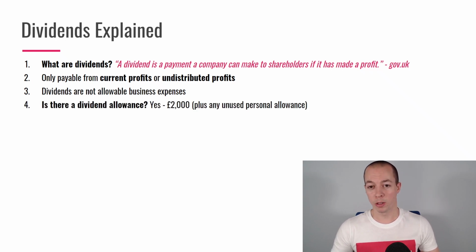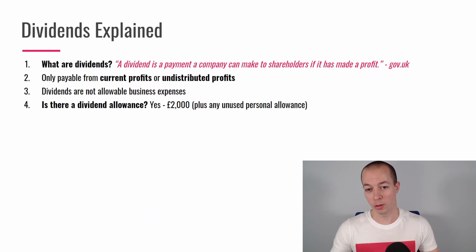Now, from a personal perspective, when you pay yourself, you have what is called a dividend allowance. So you can pull up to £2,000 profit out of the business as a dividend under the £2,000 dividend allowance without paying any tax. On top of this, you can also use any unused personal allowance as dividend as well.